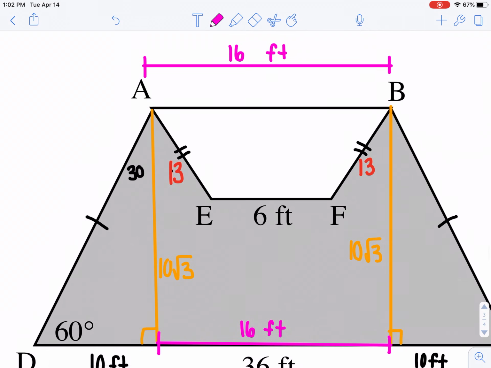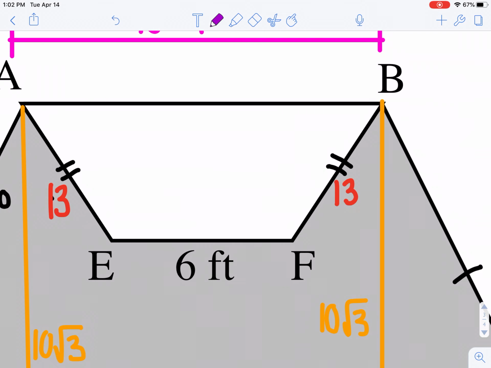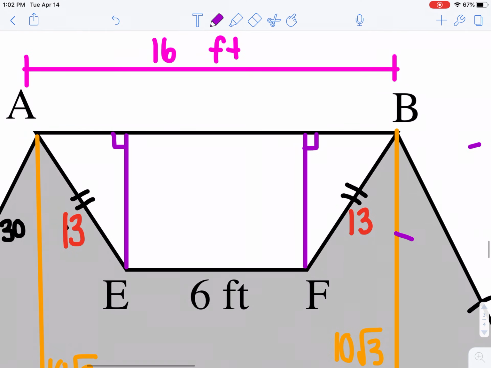Now we need to find our information for our smaller trapezoid ABFE. So we'll draw in our height. And we know that these two lengths are going to have to be congruent. So, and we know that this is going to be 6 feet from the side across, meaning that those two lengths will have to be split and add up to be 16. So they will both be 5 feet.